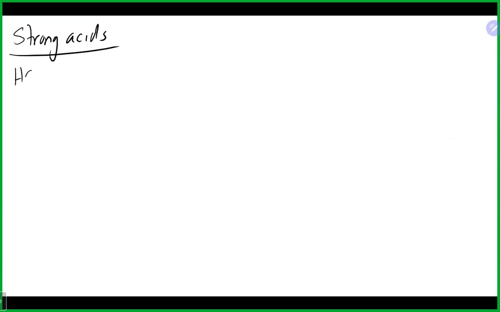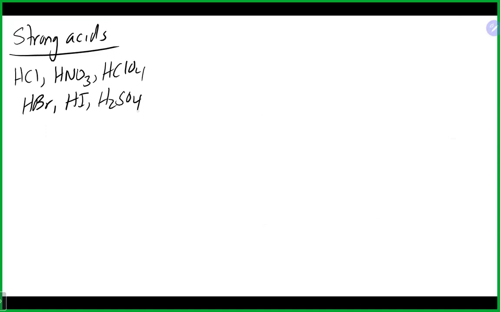Again, strong acids: hydrochloric acid, nitric acid, perchloric acid, hydrobromic acid, hydriodic acid, and sulfuric acid. These are all strong acids or strong electrolytes, which will 100% break apart in solution. Because of that, they're going to generate a lot of H plus in the solution really quickly, and that's why they're considered strong acids.